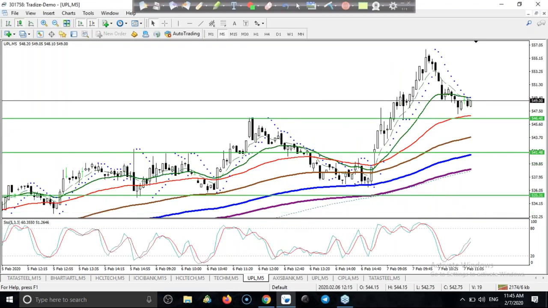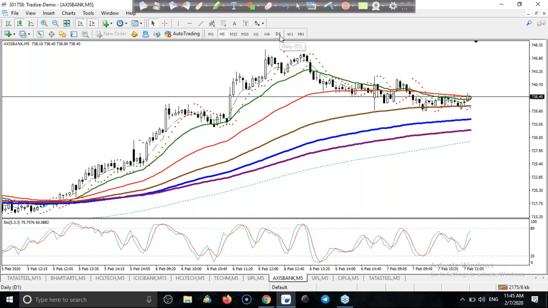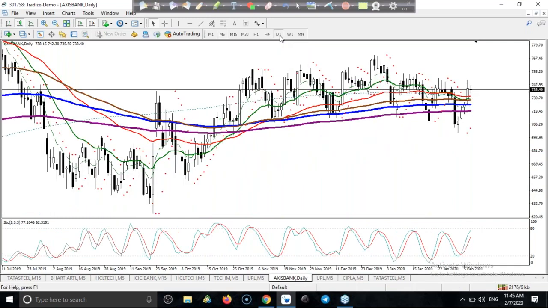All right, now price is just running a little more above this supporting line. Axis Bank: first, always find out support and resistance. Is there any support and resistance? Yes, we have seen some support and resistance here. All right, we are expecting the price will go up.